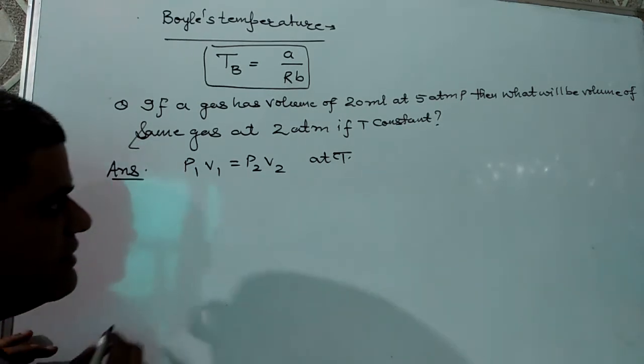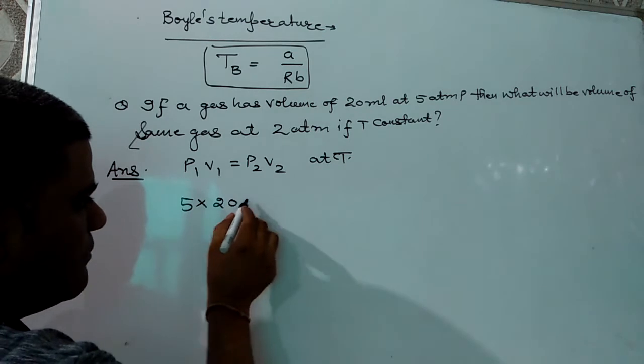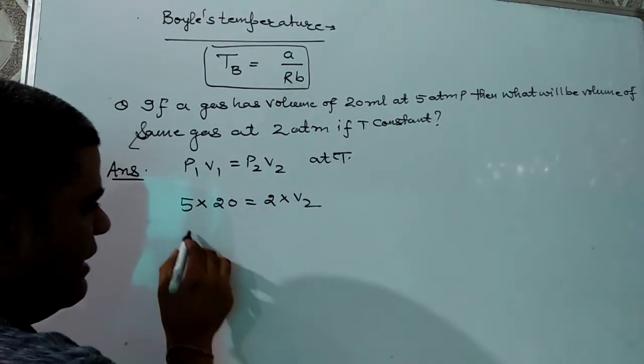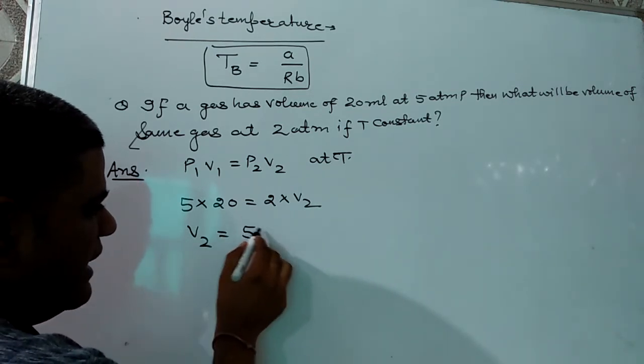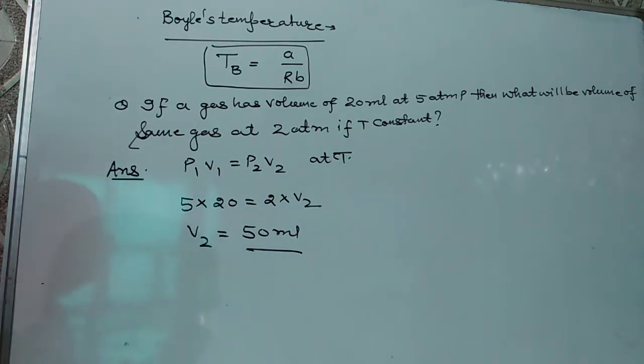Initial pressure is 5 atmosphere. Volume is initially 20 ml. Final pressure is 2 atmosphere. Volume we need to find, and that comes out to be 50 ml. Volume of gas at 2 atmosphere will be equal to 50 ml.